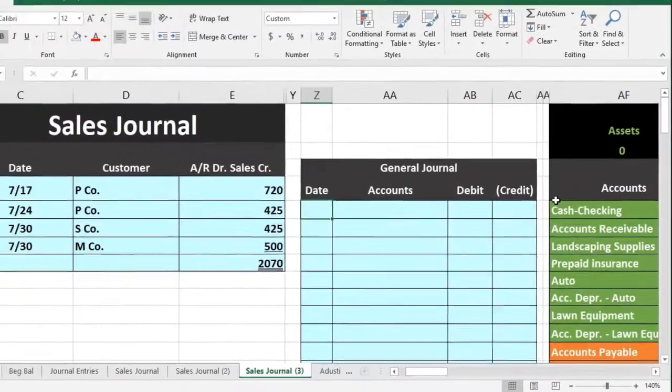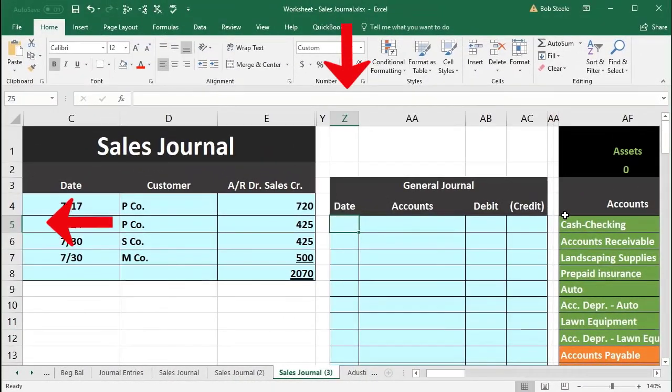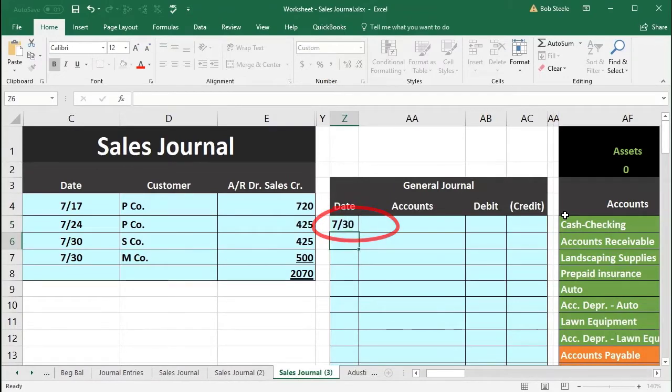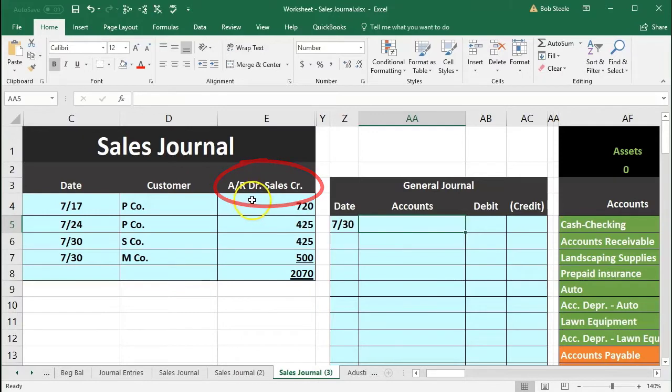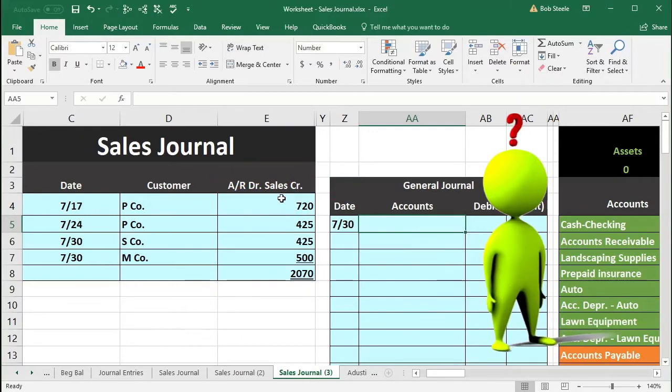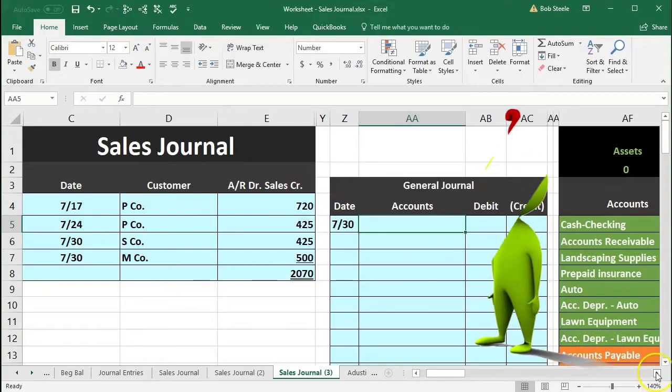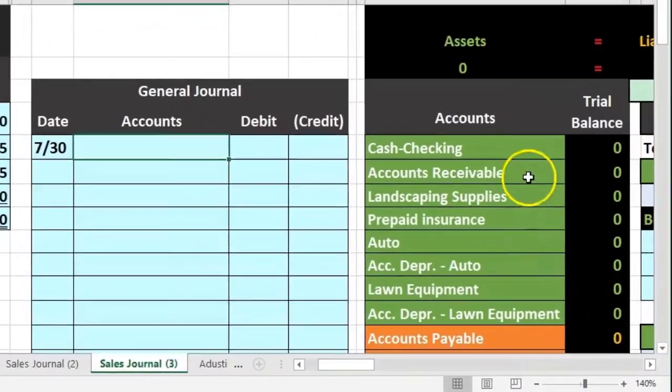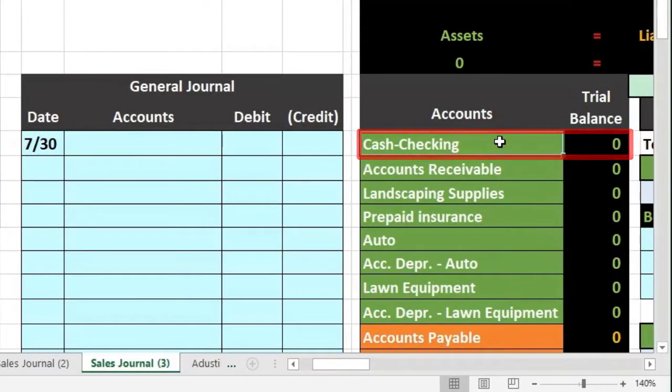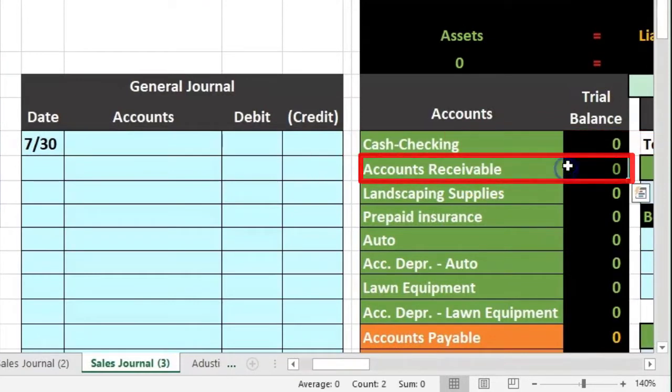So the journal entry is going to be as of the end of the month. So we're in Z5, we're going to say 7/30 being the date, and we're going to type in the adjusting entry, which is listed here. Accounts receivable is debited, sales is credited. Why? Because it's our normal type of transaction for a sale. Sales on account, meaning we didn't get cash at the point in time of sale. What did we get? We got an IOU, an accounts receivable.